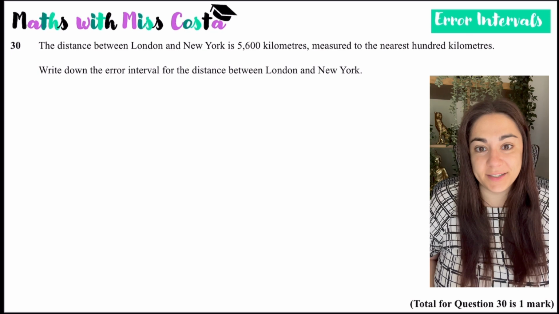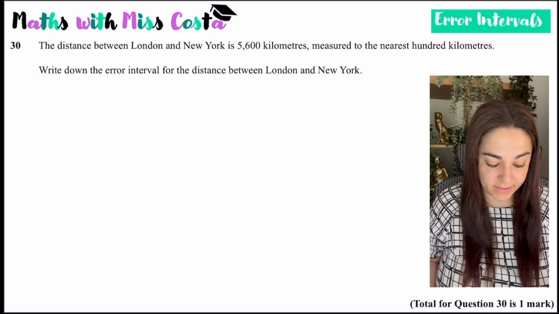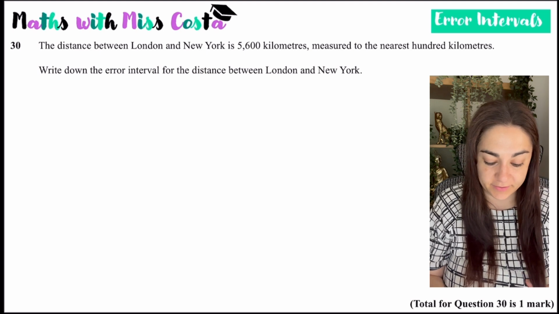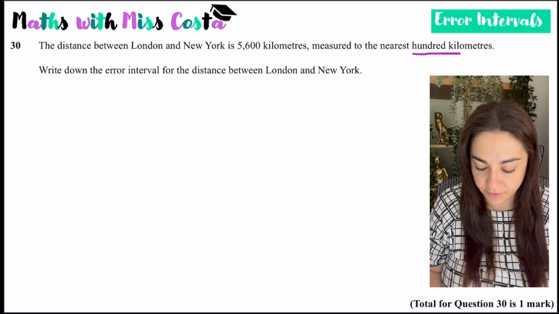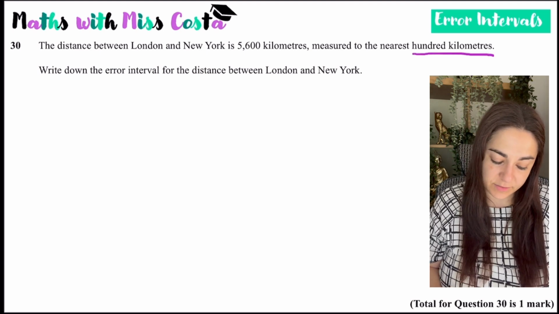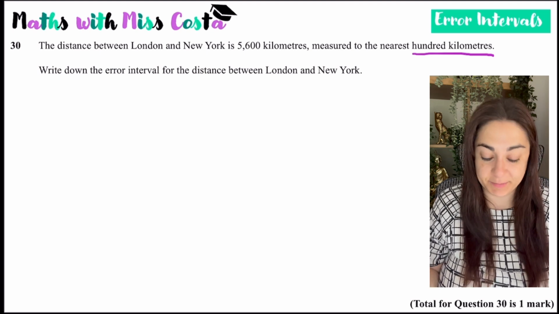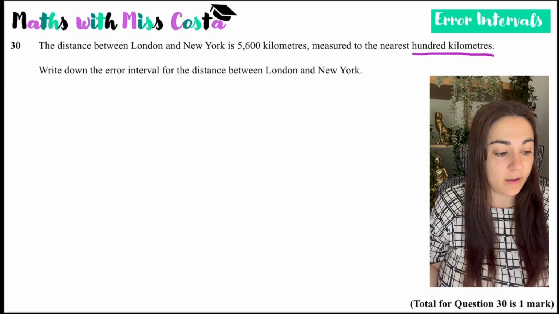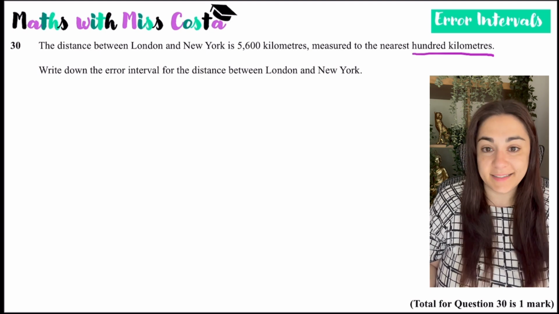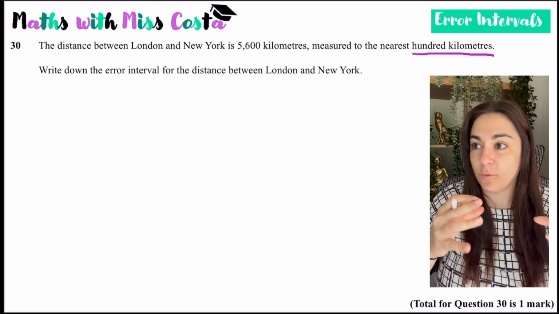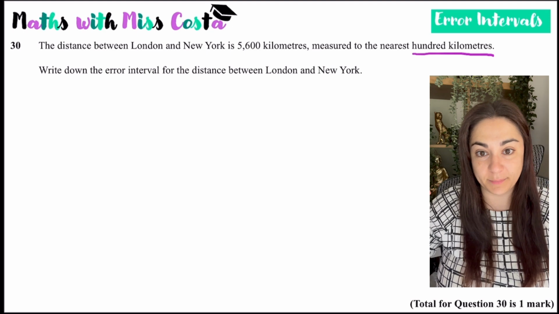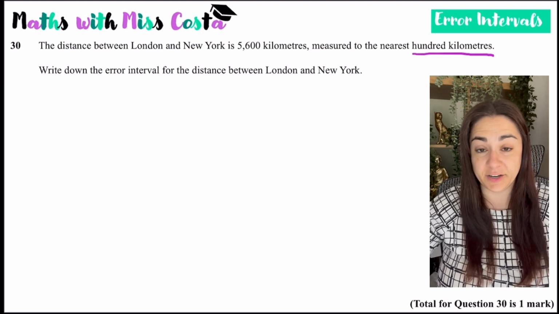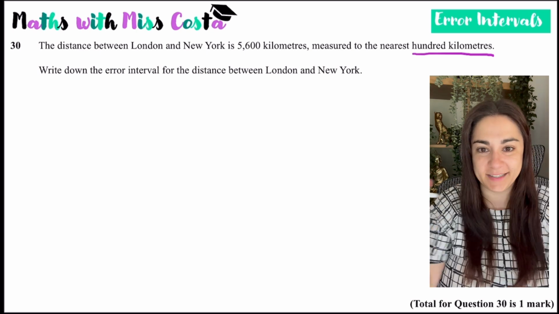And for the final question, we've got an error interval. So it tells me that the distance between London and New York is 5,600 kilometers, measured to the nearest 100 kilometers. And I need to write down the error interval for the distance between London and New York. So an error interval is basically telling me the distance has been rounded, so therefore tell me what it could have possibly been. So the maximum thing it possibly could have been and the minimum thing that it possibly could have been tells me the limits that it is.